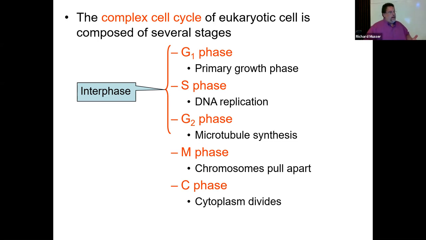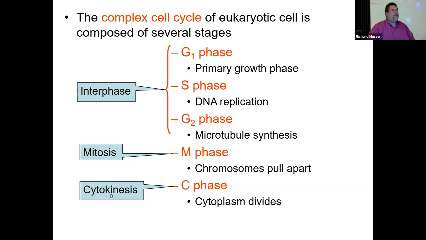And then we go into mitosis, which is the M phase. This is when the chromosomes will pull apart. And then you have the C phase, which is when the cytoplasm divides. Remember, cytoplasm is everything between the nuclear membrane and the cellular membrane. So again, this is mitosis, and then this is cytokinesis. This is when the cell divides into two new cells.